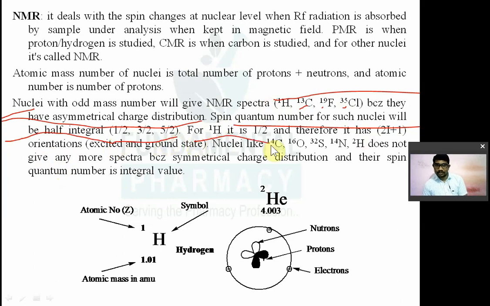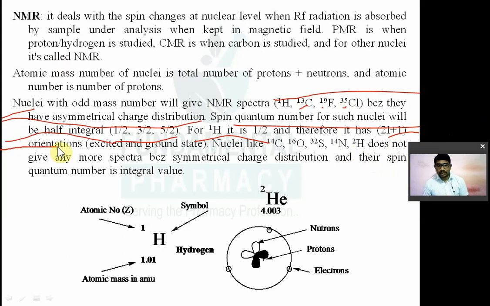For example, hydrogen has a spin quantum number of 1/2. So whichever nucleus has an odd mass will have a half-integral spin quantum number, meaning 1/2, 3/2, 5/2, 7/2 like that. Nuclei having a half-integral spin quantum number will show the NMR spectra, and therefore hydrogen has 2I+1 orientations. What does 2I+1 mean? I is the spin quantum number. Spin quantum number is denoted by I. So 2I+1 orientations.